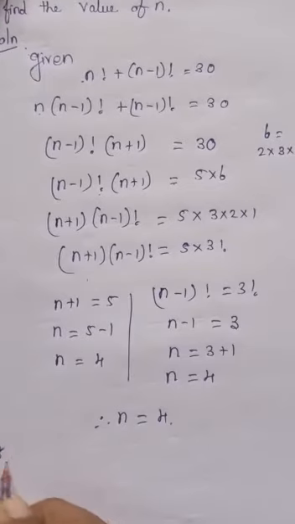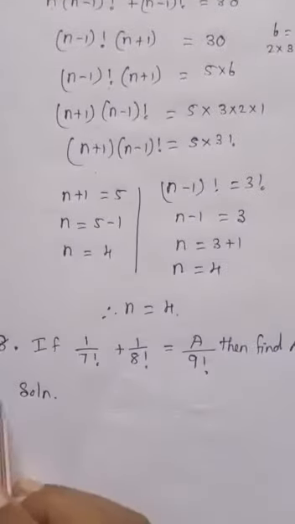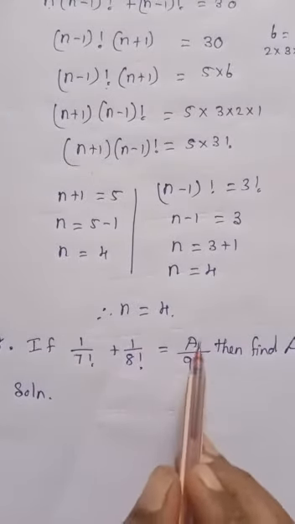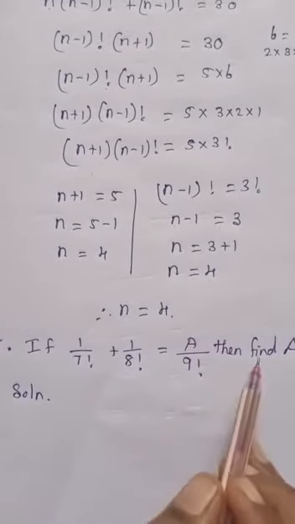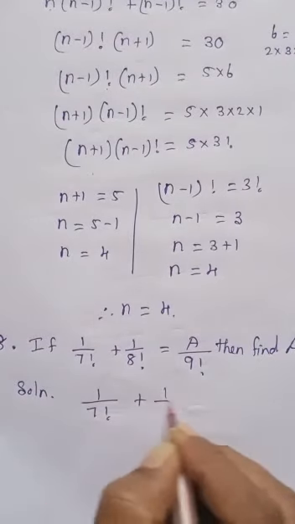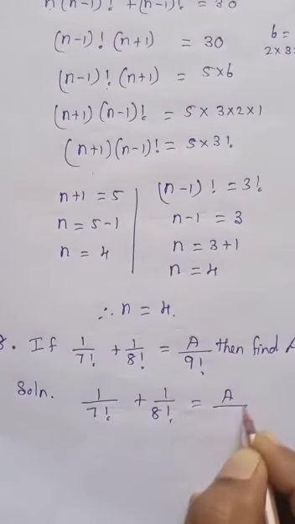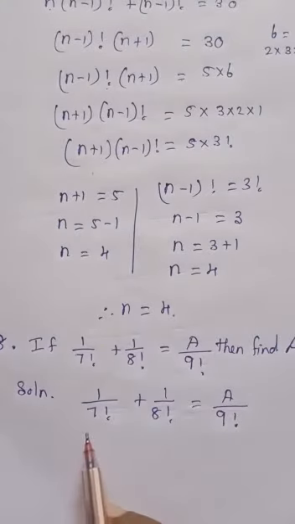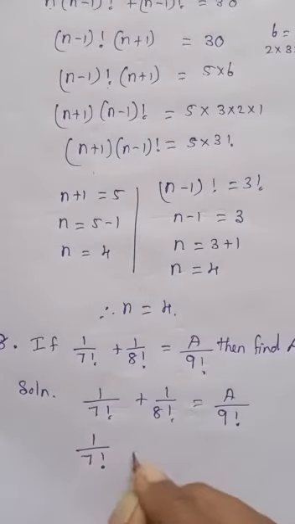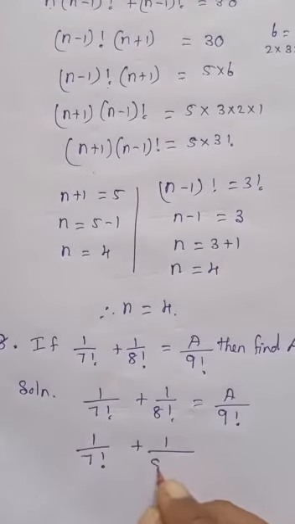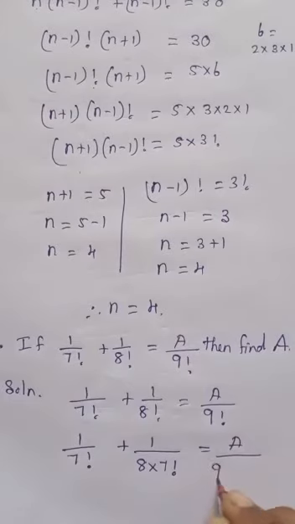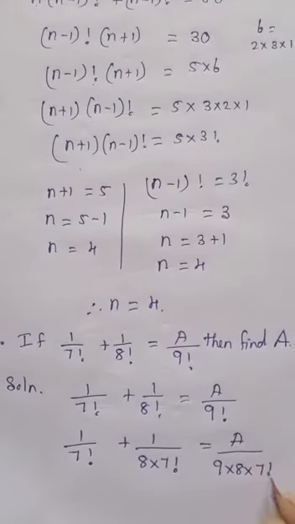Now problem number 8. See problem number 8. If 1 by 7 factorial plus 1 by 8 factorial is equal to a by 9 factorial, then find a. We need to find out the value of a. See, 1 by 7 factorial plus 1 by 8 factorial is equal to a by 9 factorial. In the denominator, when we check, 7 is the least value, isn't it? So we can keep 7 factorial as it is. This 1 by 8 factorial, how can we write it? 8 into 7 factorial. The same way, a by 9 factorial, 9 into 8 into 7 factorial.